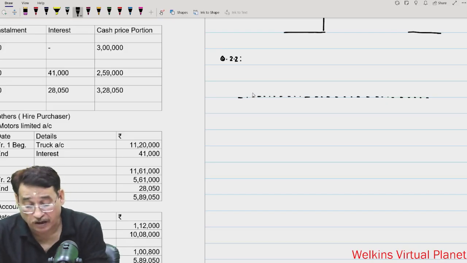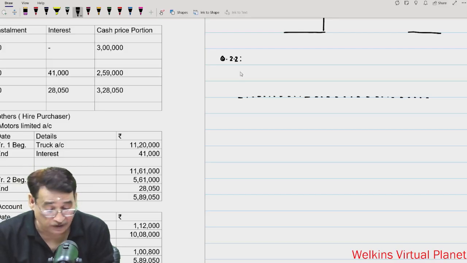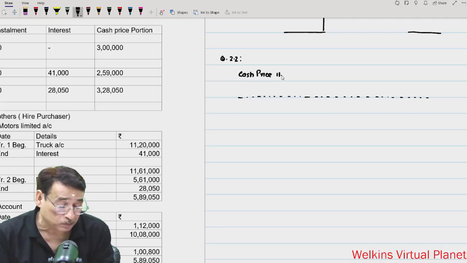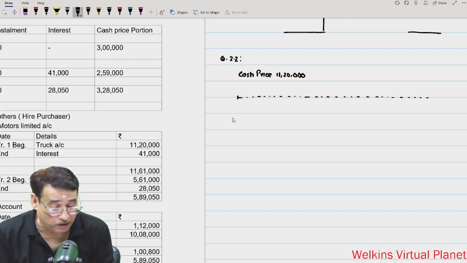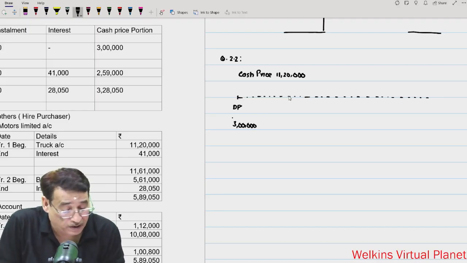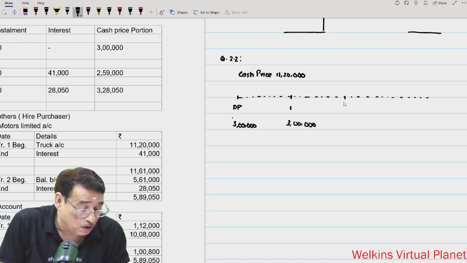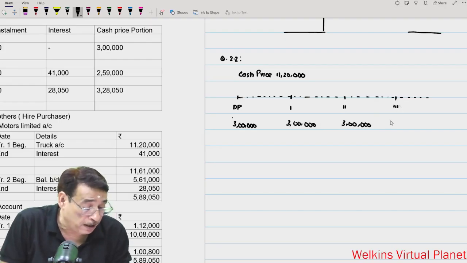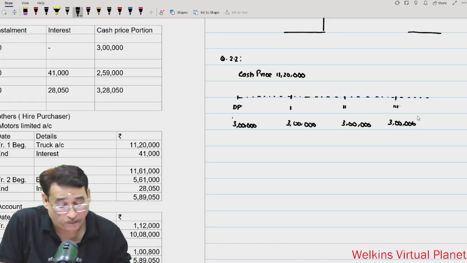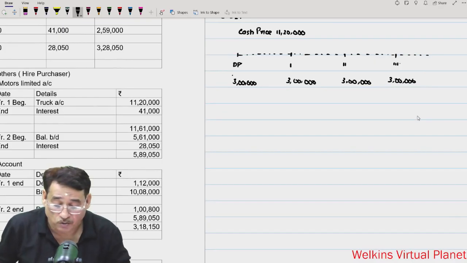In 2.2, when we study later on, it is given that your cash price is 11,20,000. Cash price is 11,20,000. How much is the cash price given? 11,20,000. Correct? Further, it is given that down payment is equal to 3 lakhs. Then 3 more installments are supposed to be paid: at the end of the first year, 3 lakh again. At the end of the second year, again 3 lakh. And at the end of the third year, again 3 lakh more is payable by the purchaser. So this is the question actually given to you in 2.2.